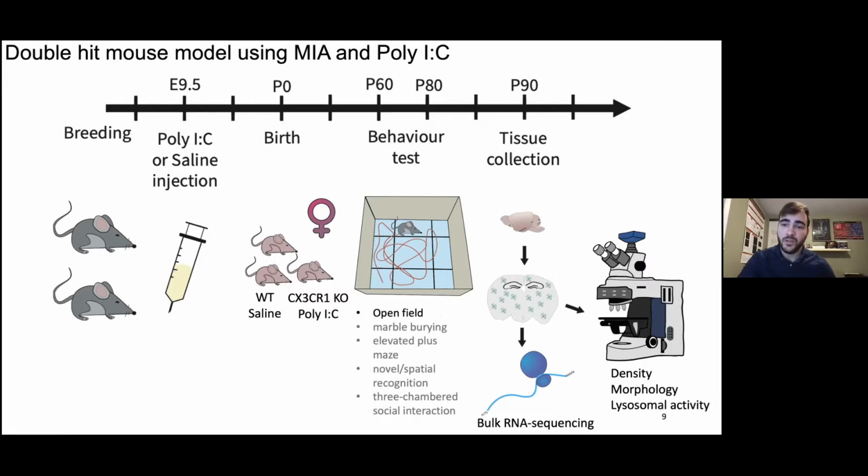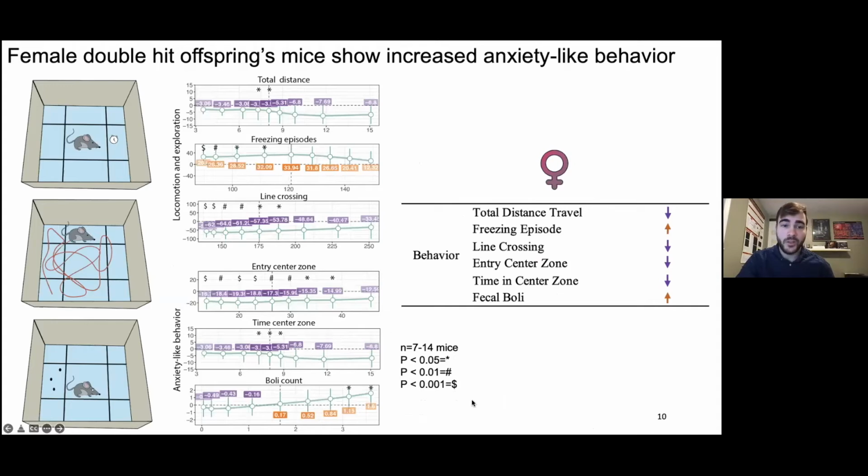Then at P90, we collected the tissue, first of all to look at the transcriptomic analysis, what genes were expressed by those mice in half brain. We also used hippocampal sections to look at the density, morphology, and lysosomal activity of microglia in the brain. Today I'm just going to present the female results because, for the sake of time, the male presented a whole different story, so it will be for another time. All the imaging was done in the dorsal hippocampus, which was our previous area of focus.